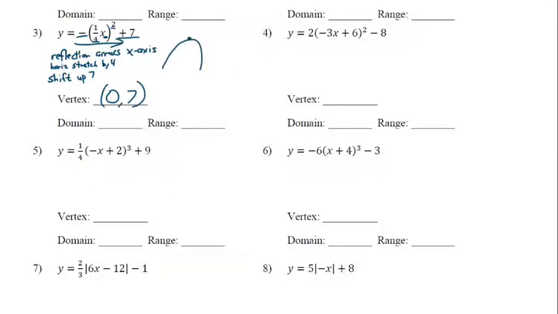So I need to start from your domain, again, is all real numbers. But your range starts here at negative infinity and goes up to your y value of 7. So it goes from negative infinity up to 7. And the 7 is part of the graph, so it gets a bracket. Okay? Number 4. Same idea.